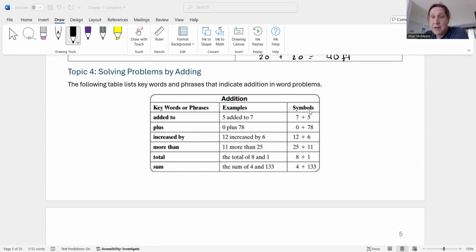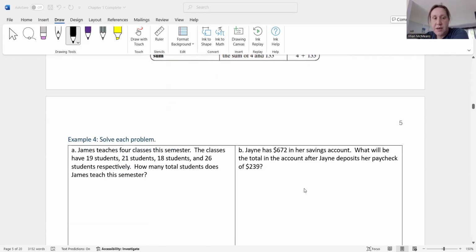I'm not going to read this table for you, but it would be worth reviewing this table. Look at the words and how they're used with numbers and then how that translates to math symbols. Some keywords and phrases, I will read those to you. Added to, plus, increased by, more than, total, sum, those all kind of indicate to us that we would need to perform some kind of operation, some kind of addition on those numbers, okay? And then you can see how that looks with numbers and then just numbers and symbols. Okay, so let's go ahead and dive in.